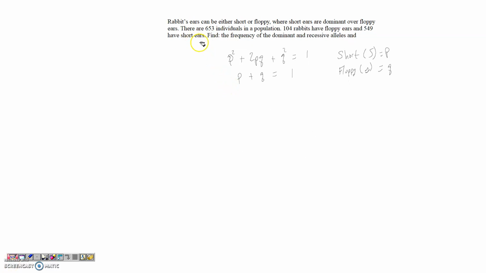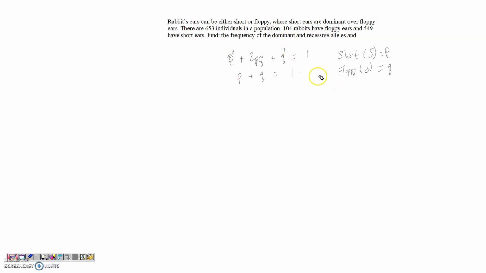All right, here's number 3. Looks like I got cut off when I got out of Jupiter, so I'll just go ahead and do the whole thing. Rabbits' ears can be either short or floppy, where short ears are dominant over floppy ears. There are 653 individuals in the population. 104 rabbits have floppy ears, 549 have short ears. Find the frequency of the dominant and recessive alleles, and we'll figure that out.